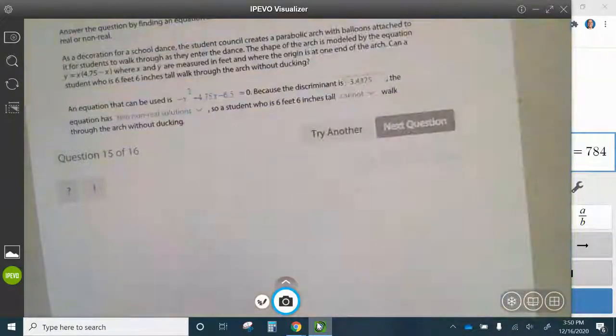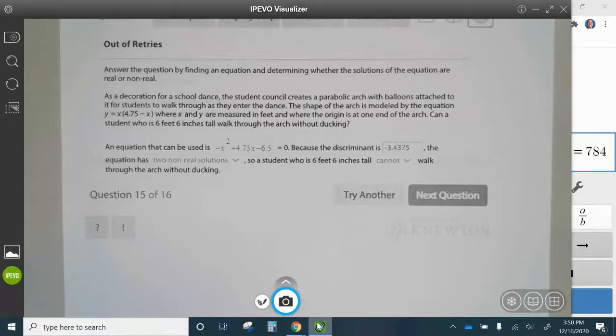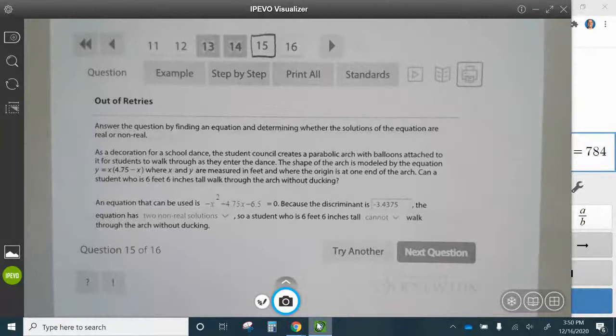All right, let's take a look at the next question. Answer the question by finding an equation and determining whether the solutions of the equations are real or non-real. As a decoration for a school dance, the student council creates a parabolic arch with the balloons attached to it for students to walk through as they enter the dance. The shape of the arch is modeled by the equation y equals x parentheses 4.75 minus x, where x and y are measured in feet, where the origin is at one end of the arch. Can a student who is 6 feet 6 inches tall walk through the arch without ducking?